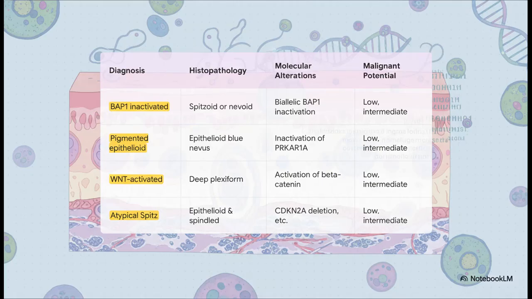This table does a great job of pulling it all together. It neatly summarizes the key subtypes we've just talked about, and it also includes the atypical Spitz tumor, which is now also classified as a Spitz melanocytoma. What you can see so clearly is how each diagnosis has a specific look, a known molecular driver, and a consistently low to intermediate malignant potential. It just highlights this powerful connection between a tumor's genetics, its appearance, and its behavior.